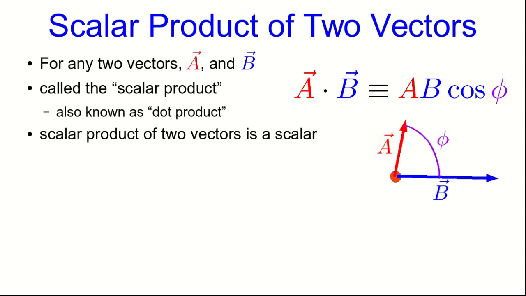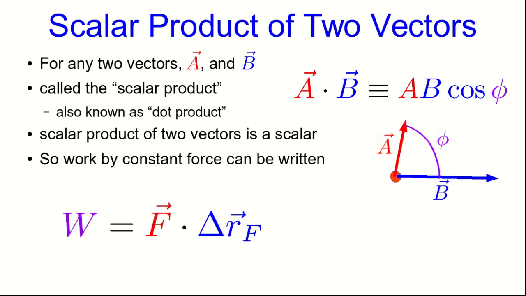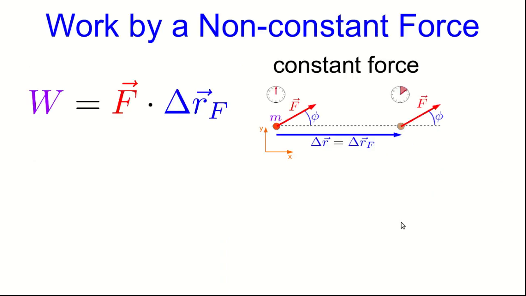And note that the scalar product is called the scalar product because when we take the scalar product of two vectors, we get a result that is a scalar. And so looking back at our expression for work, we can see that we can just write it as the scalar product, or dot product, of the force vector with the force displacement vector. Well, that's the work due to a constant force, but let's generalize to a non-constant force.